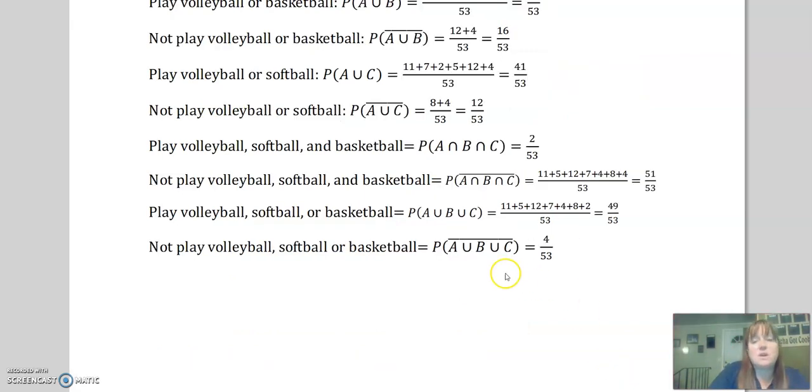And then the final one, see this line over the top? The little U's are the union, and that means or. So I'm saying the line means not volleyball, basketball, or softball. And how many people don't play any of them at all? That would be 4 out of 53.